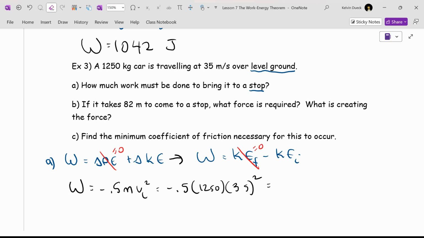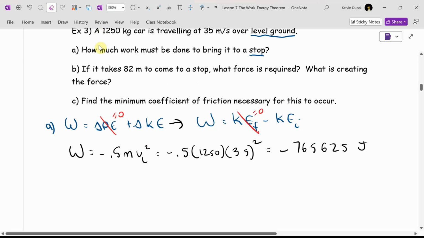What'd you get? This should be a fairly big number, but negative, because this car has to lose a lot of energy to come to a stop. Leah, what'd you get? Negative 765625. Is that correct? Now, what's the negative telling me? This car has to lose energy to come to a stop. Ah, okay.